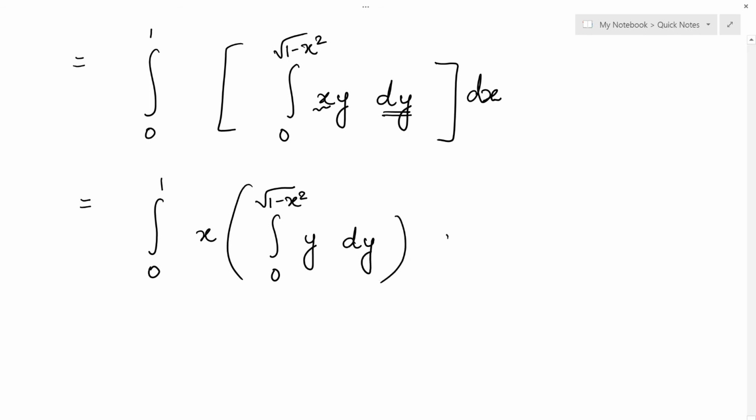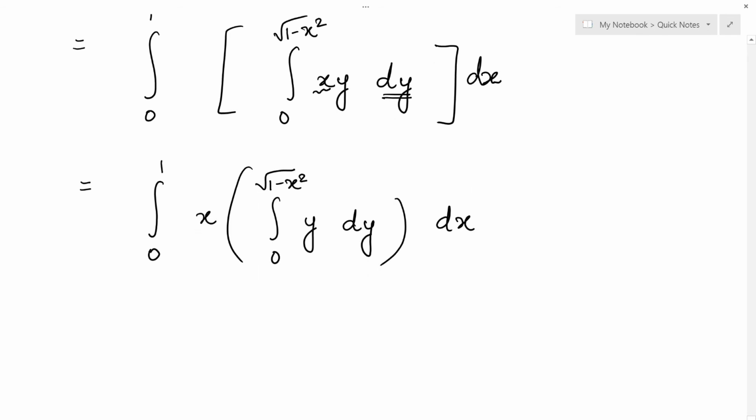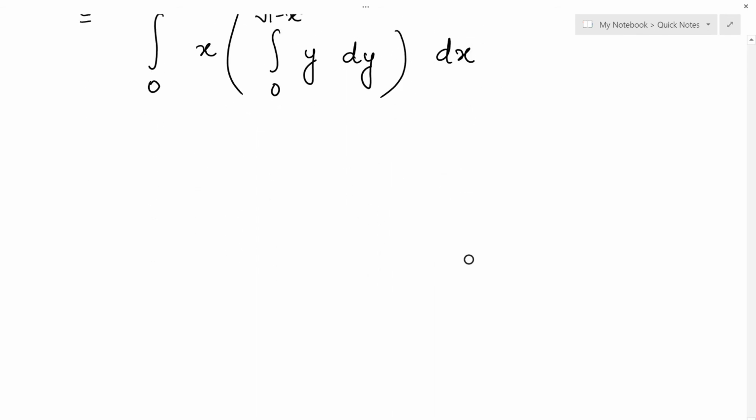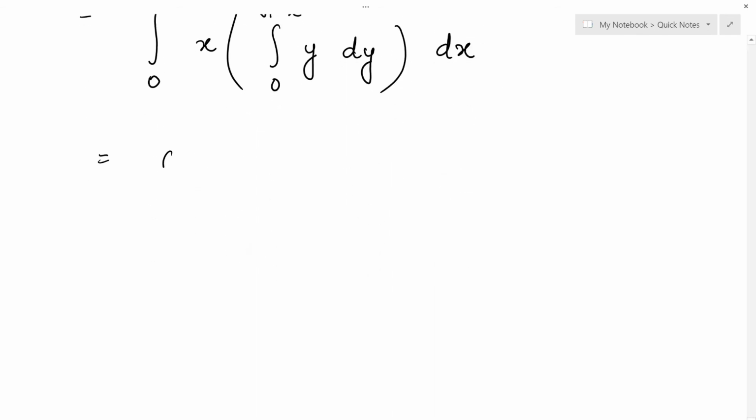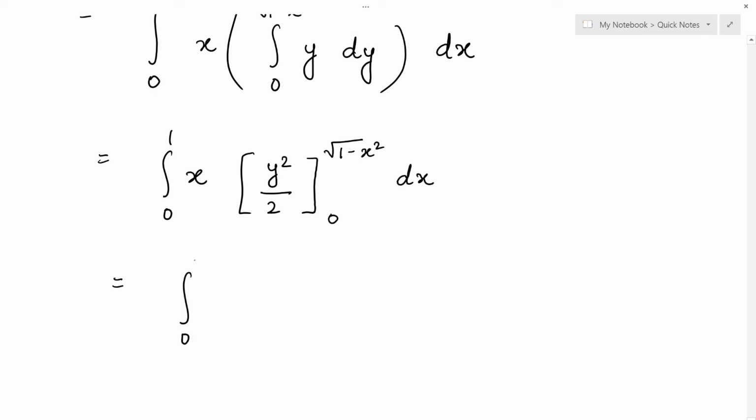Okay, this way. So now integration of y with respect to y is y square by 2. So that will become 0 to 1, y square by 2, and the limits are 0 to under root of 1 minus x square, dx. So 0 to 1, then you have (1 minus x square) by 2 dx.